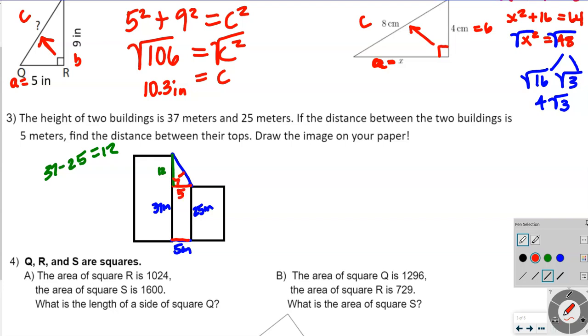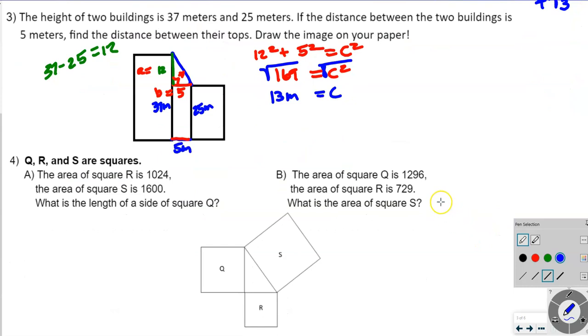So once again, we're going to be solving for the hypotenuse. So I'm going to make this my A, and I'm going to make this my B. So it's going to be 12 squared plus 5 squared equals C squared. So that's, again, if I do 12 squared plus 5 squared in my calculator, I get 169 equals C squared. We're going to take the square root of both sides. So C is going to be 13 meters.